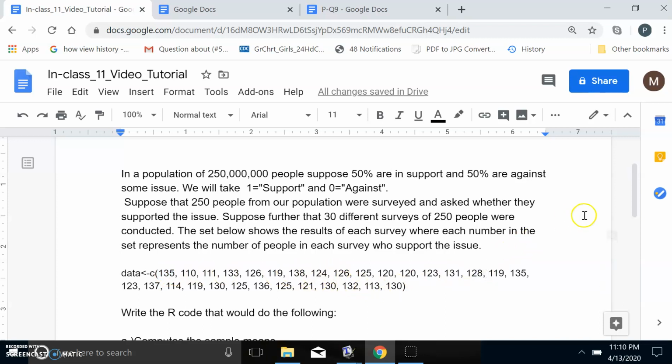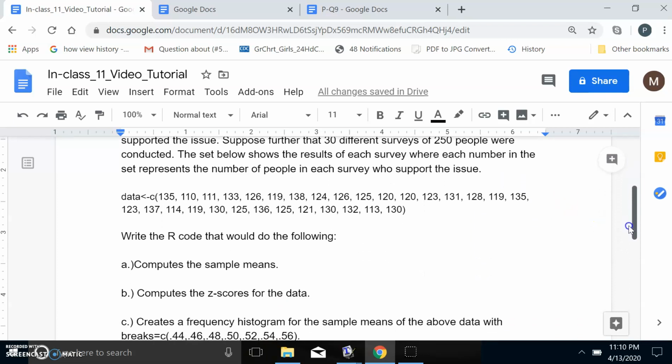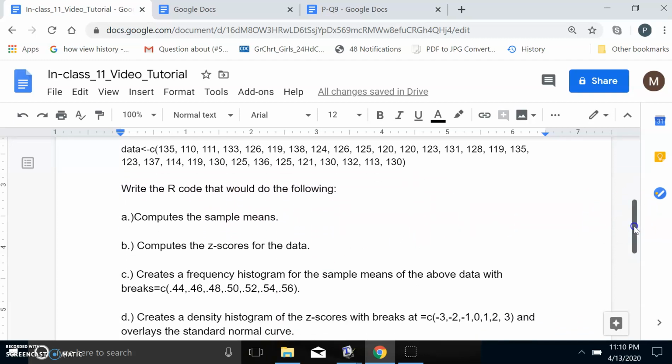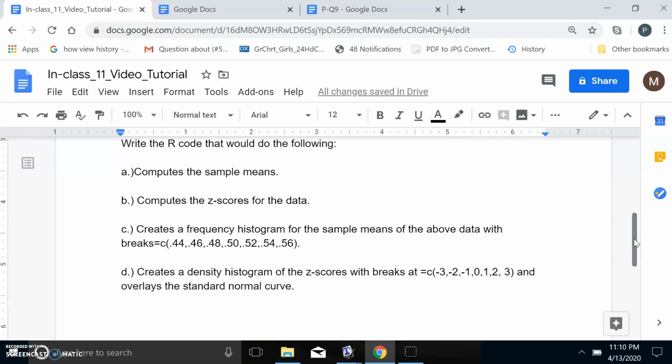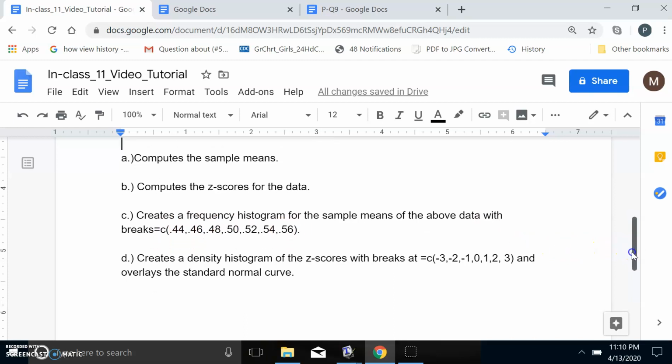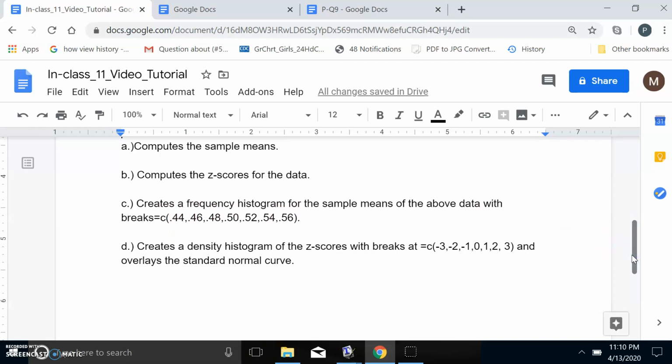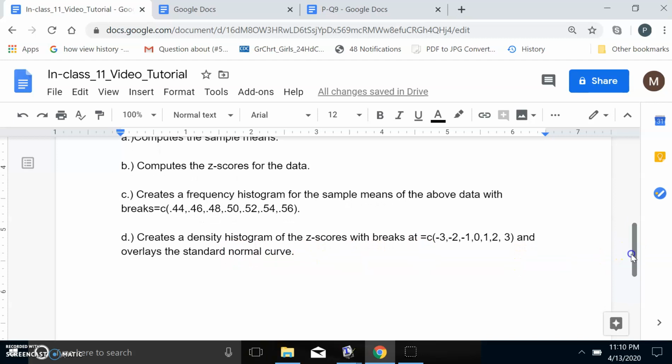Okay, so then we have to write the R code that does the following: computes the sample means, computes the z-scores, creates a frequency histogram of the sample means with breaks at these values here, and then the last part creates a density histogram of z-scores with breaks here and overlays the standard normal. Okay, so let's do the R code.